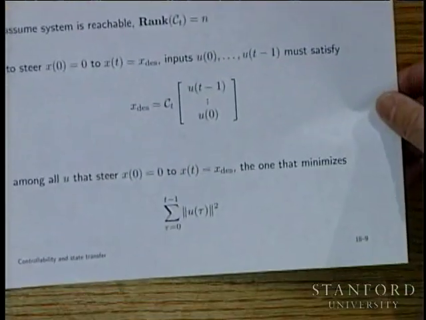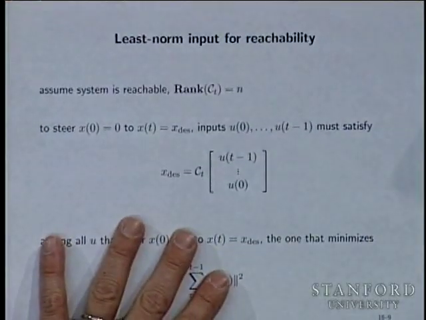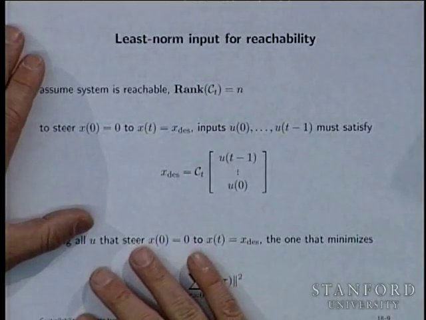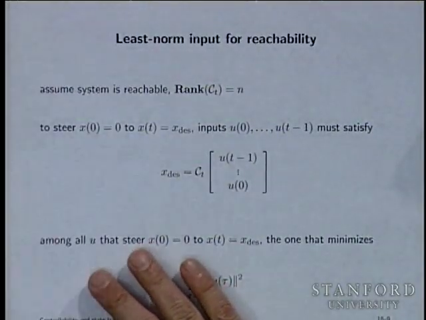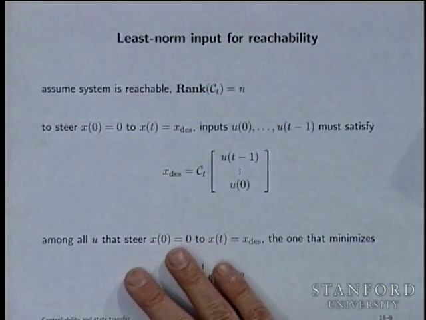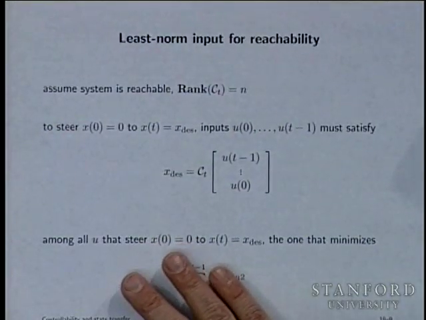Okay. Now, again, just applying all the stuff we know, because it's nothing but applied linear algebra. There's nothing interesting here. It's just all the stuff we've done. Let's look at least norm input for reachability. That's actually much more interesting.